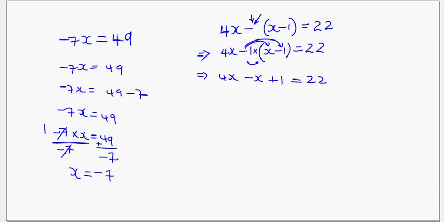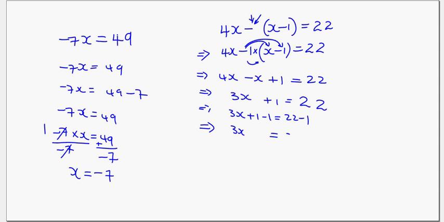So then it becomes very easy. 4x minus x is 3x plus 1 is equal to 22. So that means 3x plus 1 minus 1 is equal to 22 minus 1. I have to get rid of the plus 1, so I minus 1 on both sides. What happens now? 3x is equal to 21, because the plus 1 cancels with the minus 1 on the left-hand side, and 22 minus 1 is 21.